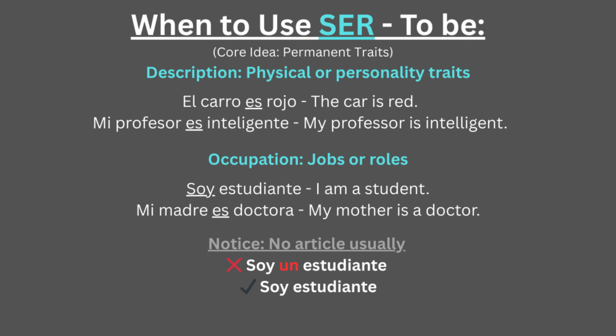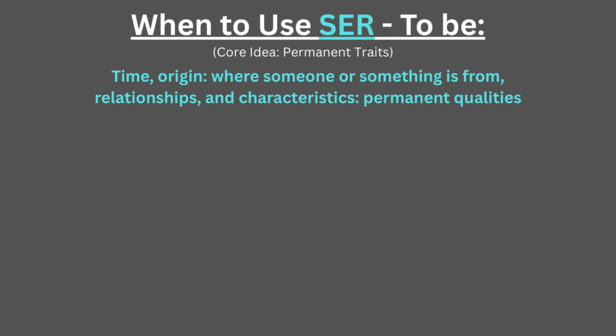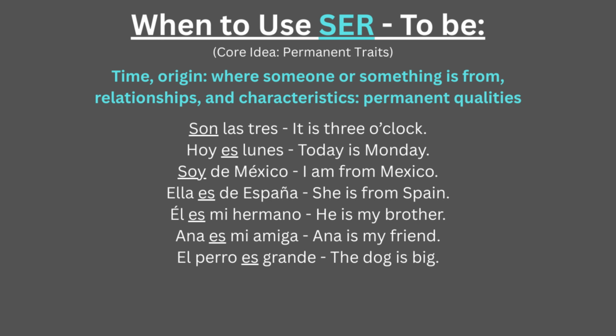At the same time, ser is used for time, origin, relationships, and characteristics, like son las tres. Hoy es lunes. Soy de México. Ella es de España. Él es mi hermano. Ana es mi amiga. El perro es grande. In general, this is how ser works in Spanish, listing things as factual traits about something or someone.